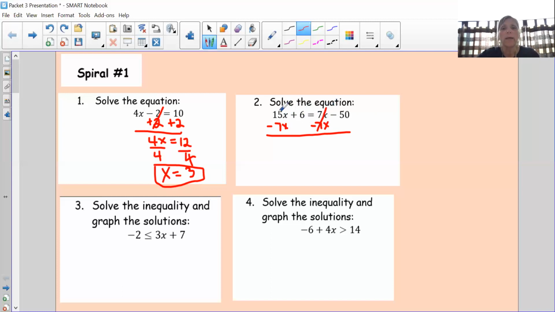So these subtract away. 15x minus 7x is 8x. Plus 6 comes straight down because nothing happened to it. And this is gone, and I'm going to make that minus into a negative, so now we have negative 50. Okay, now I do have an answer. Up here I did not have an answer. Now I have an answer. So over here the 6 is like the answer because they're both numbers. So I'm going to minus 6.